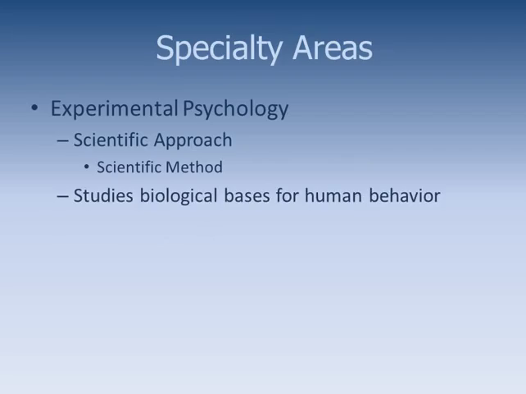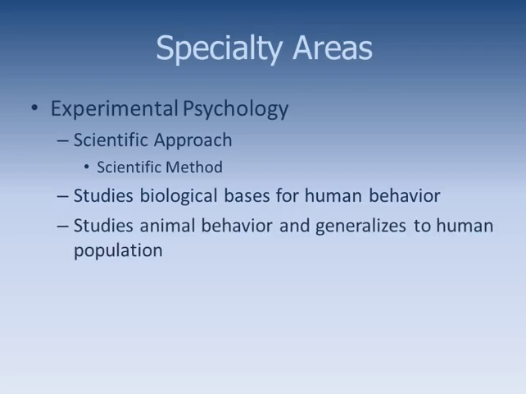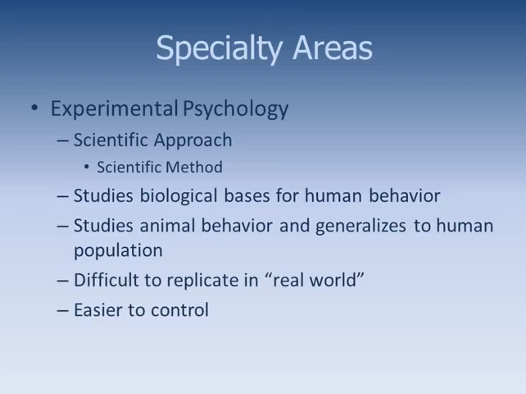This is also a study of the biological basis of behavior and also the study of animal behavior as it relates to human behavior. While lab experiments are difficult to replicate in the real world, an advantage to this method is the ability to control the application of the independent variable so more consistent results can be measured.